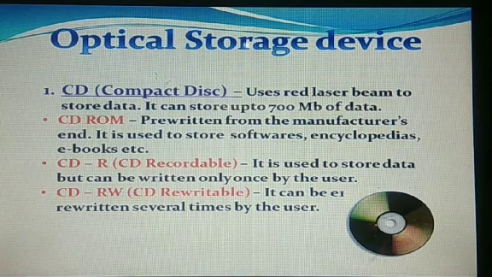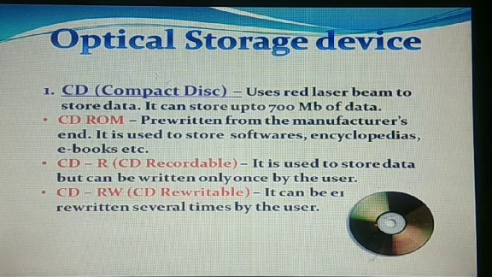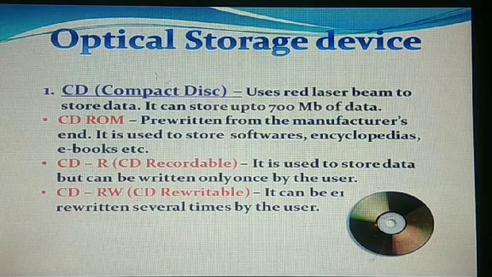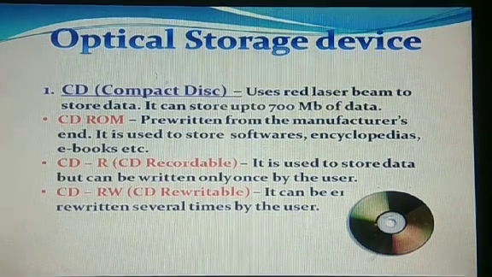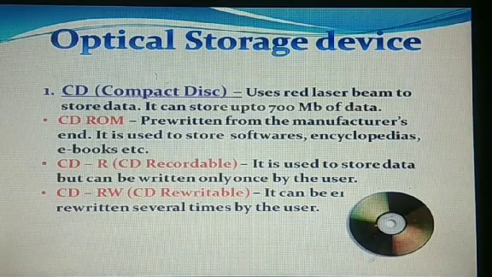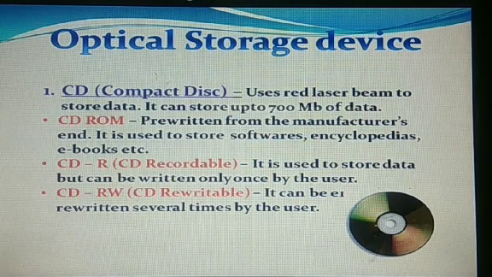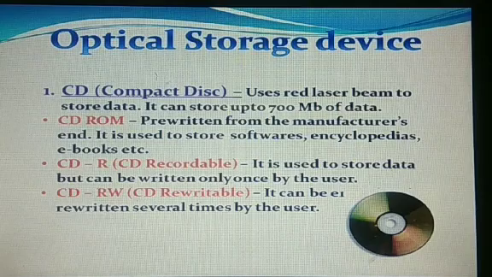Then we have CD recordable. CD recordable can be written by the user. It is used to store data. It can be written by the user, but it will be written just once. And CD-RW, that is CD rewritable, can be written several times. The data can be erased and rewritten several times by the user, but it requires a CD writer to write onto it.